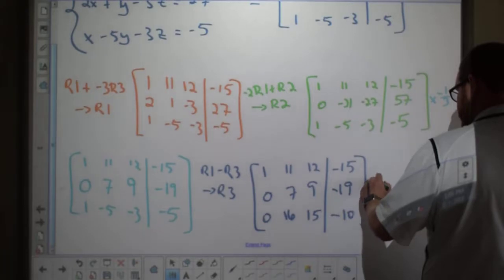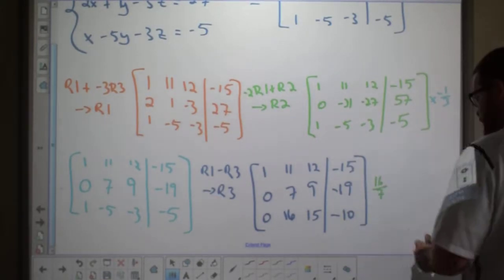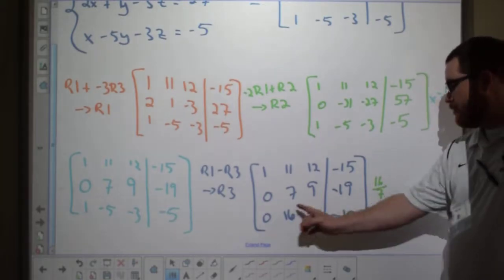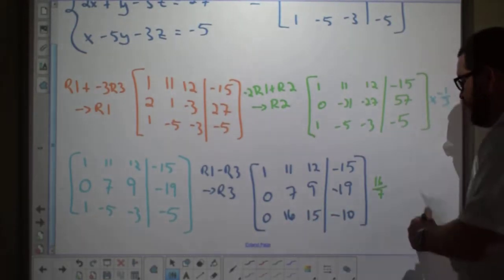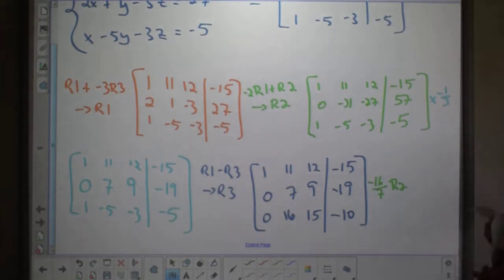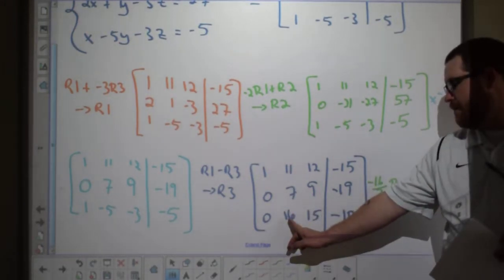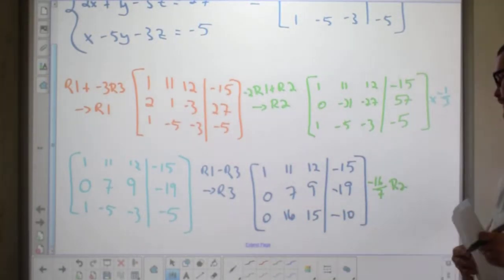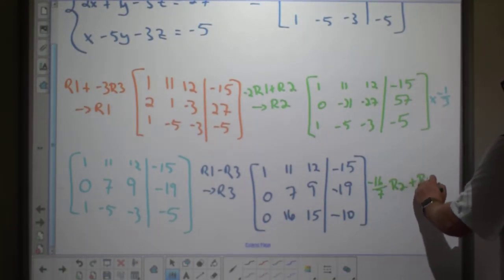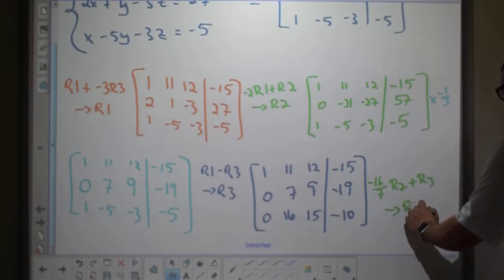Well, I can multiply it by 16 sevenths. Because 16 sevenths times 7 would give me 16. But these two wouldn't cancel out. They would actually be a positive 16 and a positive 16. So I want to make it negative. So now that's going to be a negative 16 and a positive 16 will give me the 0 there I need. So I'm going to do negative 16 sevenths row 2 plus row 3, put it into row 3.